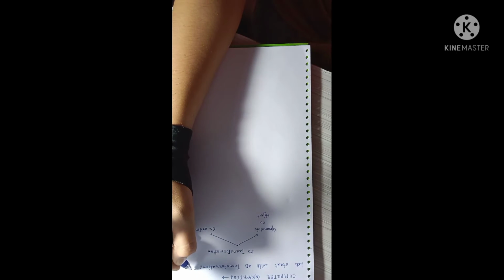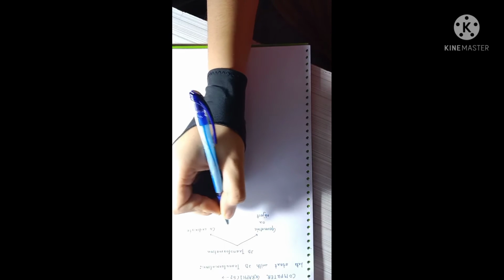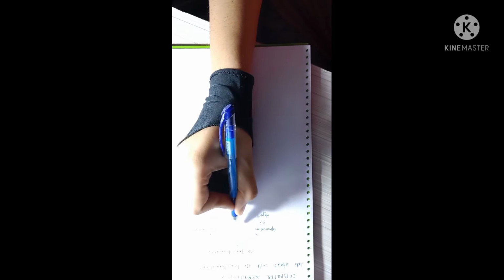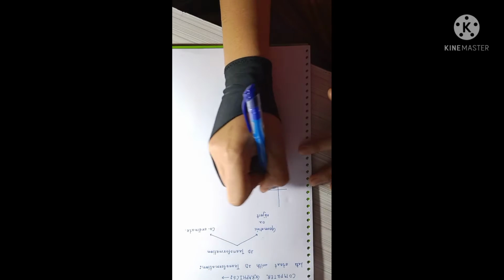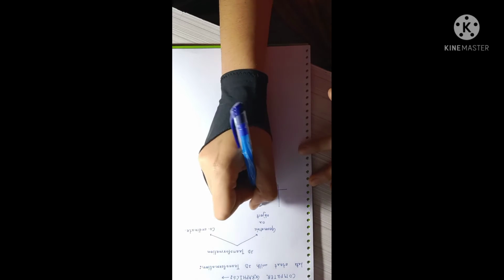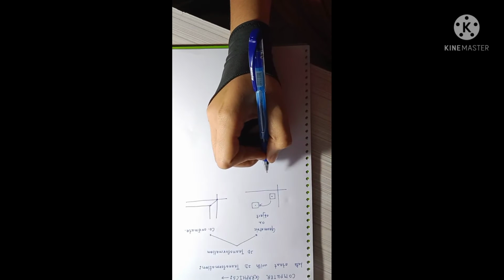Transformation is nothing but moving of an object from one position to the other. In 2D transformation, we will study two types, that is geometric or object, and coordinate. Geometric is moving of an object from one position to the other, and coordinate is moving of a point or the coordinate from one position to the other.